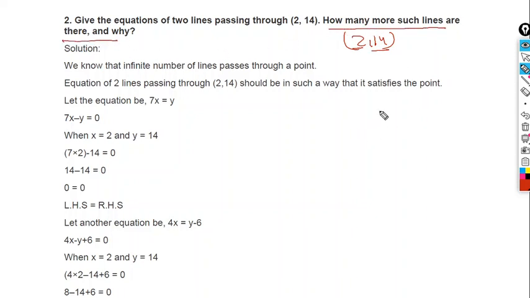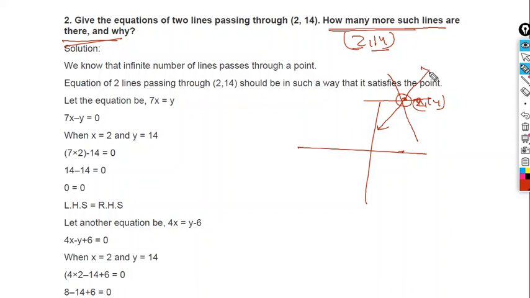So 2, 14 is a point. X equal to 2, so y equal to 14 is here. The question is, how many such lines are there and why? How many such lines are there, do you think? I can draw a line like this through this point. I can draw another line through this point. So through this point 2, 14, uncountable, infinitely many lines can be drawn. Why? Because through a point several lines can be drawn.